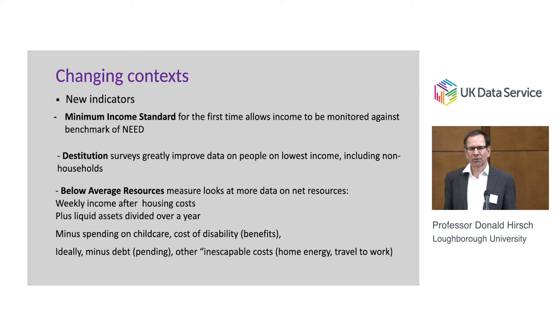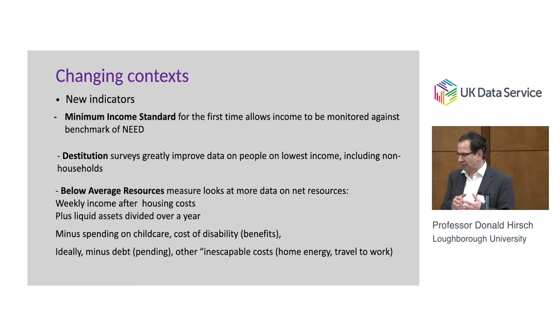It comes from the Social Metrics Commission, but it has been taken up by the government: below average resources, which tries to look at incomes. Actually, it isn't as radical as it sounds, because it does start with a 60% median baseline. Well, it's not exactly 60% median, but it's a proportion of the median baseline, which will be very influential in looking at the trends in this.